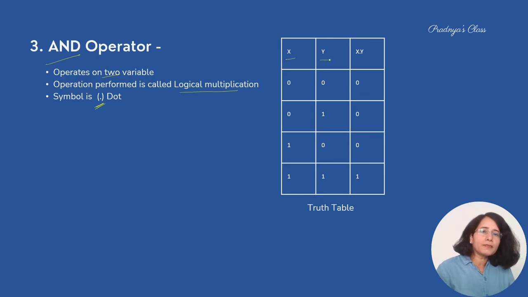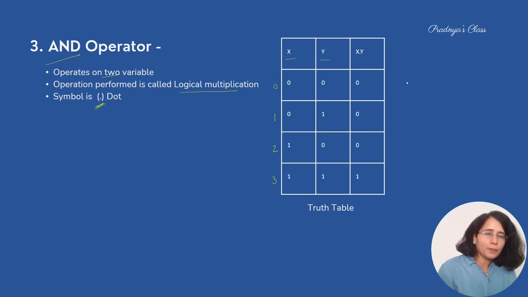Here are two variables and the possible combinations we have taken are the same. Every time we have to take the same to avoid confusion. So this is the binary equivalent of 0, 1, and this is the binary equivalent of 3. Now work out the result.